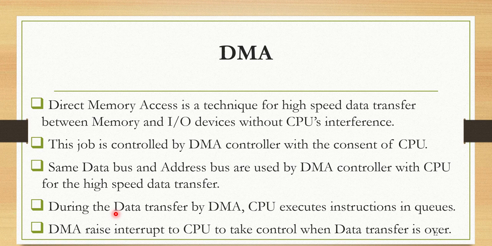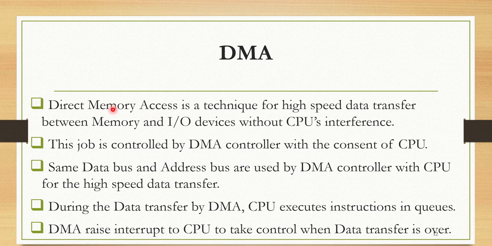So what are you doing basically? You are accessing your memory directly. So this technique is called direct memory access. DMA is a technique and it's done by the DMA controller. Okay, so what is written? Let us see. Direct memory access is a technique for high-speed data transfer between memory and I/O devices without the CPU's interference.